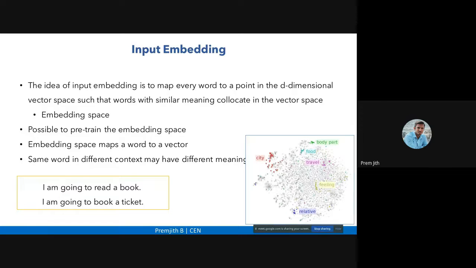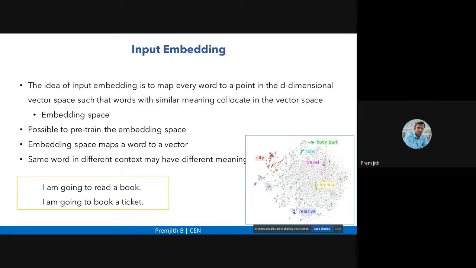It is possible to pre-train the embedding space, because if you have a huge data set, you can train an embedding model using that data, which can be used for generating the representation for any other data, or a word which is not there in the corpus used for training the network. The embedding space maps a word to a vector, so that is obvious.